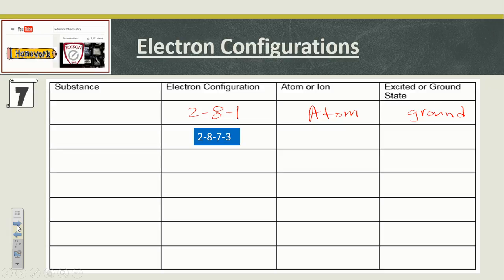Okay. Let's see if we hit up sodium ion. Ooh, electron configuration. We're throwing a tough one at you at the beginning. 2, 8, 7, 3. This does not follow the normal 2, then 8 pattern. So I know straight off the bat that it is an excited state.